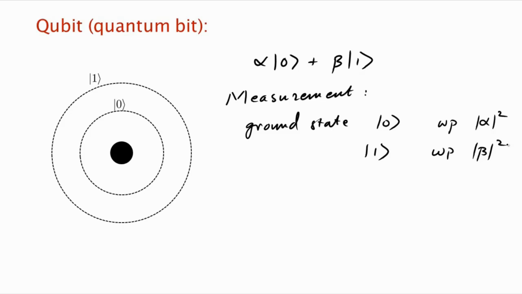So when you measure the system, you disturb the state. When you're not looking, the electron is in this superposition of ground and excited. But as soon as you measure it, it quickly makes up its mind and goes into either ground or excited with certain probabilities. And as you can see, this is the reason why we wanted the state to be normalized, because these probabilities must add up to 1. So we had the condition that the magnitude of alpha squared plus the magnitude of beta squared equals 1.